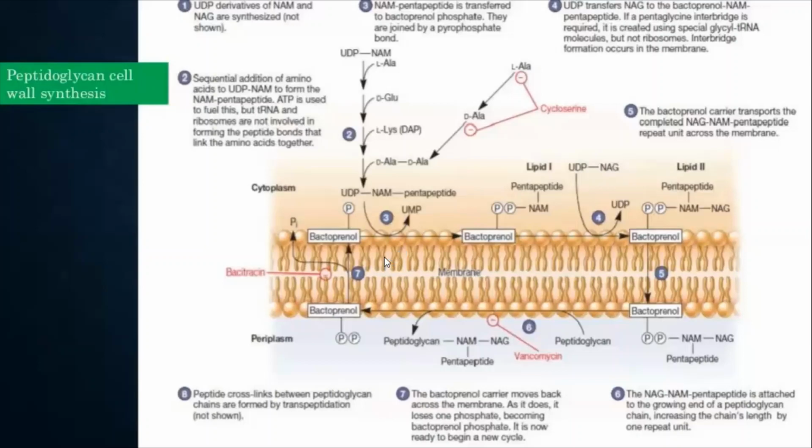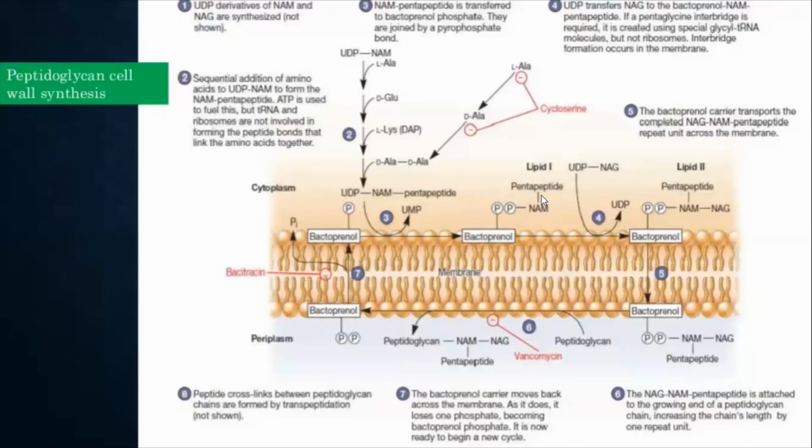It's nothing but the phospholipid type, which is present specifically for your bacteria. Now UDP-NAM is being transferred to your bactoprenol. Now we have bactoprenol double phosphate NAM pentapeptide.